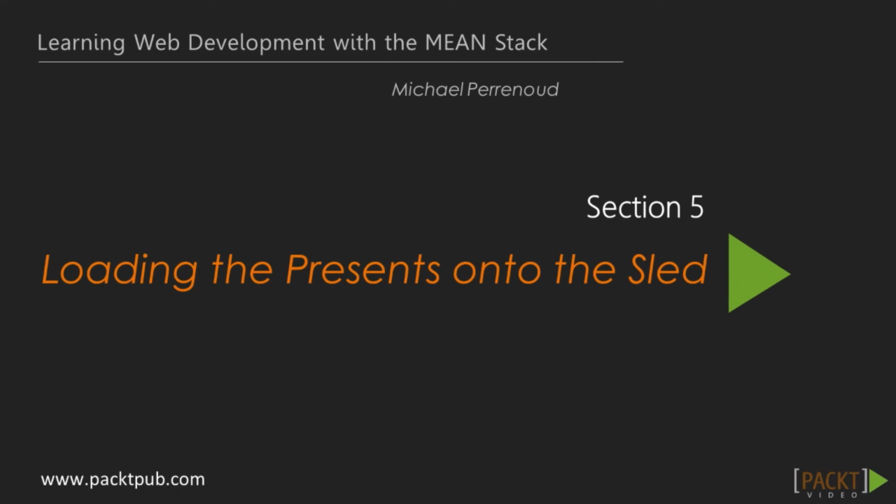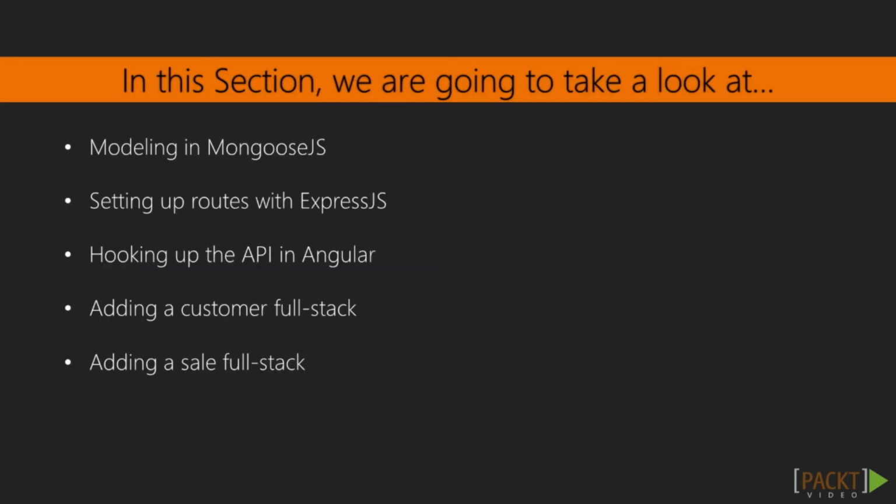Welcome back to a brand new section. In the previous section, we covered how to build extensive mock data, building graphs with D3, and added the remaining components to the dashboard. At this point in time, it's time to start hooking up the backend. This is the fifth of an 8-section course on the MEAN stack. Over the next 5 videos, we will be discussing how to model your Mongo database with Mongoose, set up routes with Express, hook up the API in Angular, and then add some data full stack.